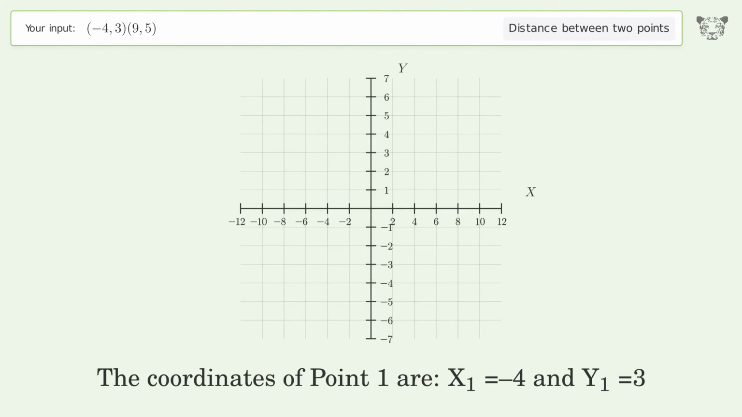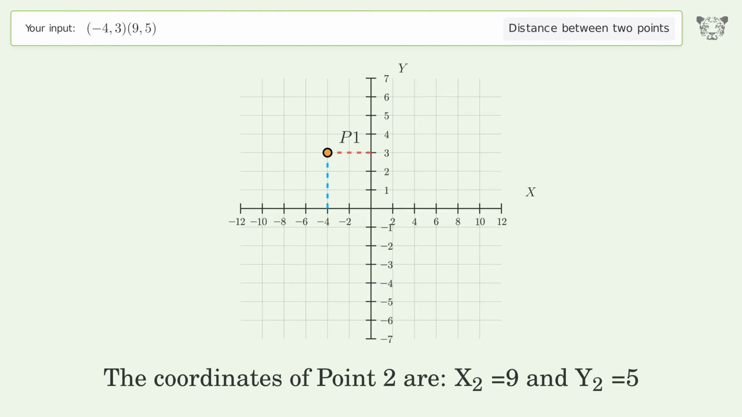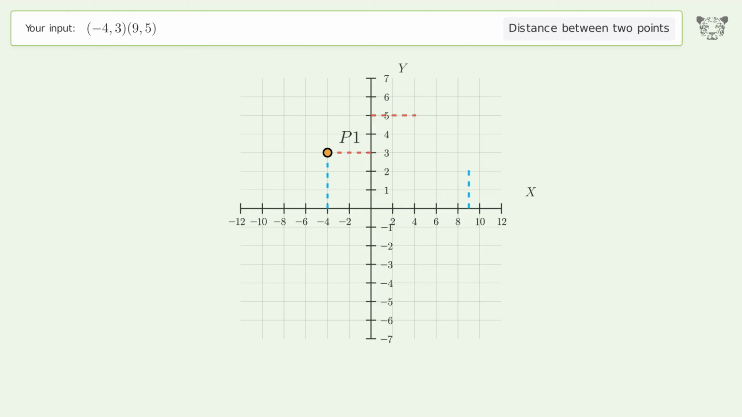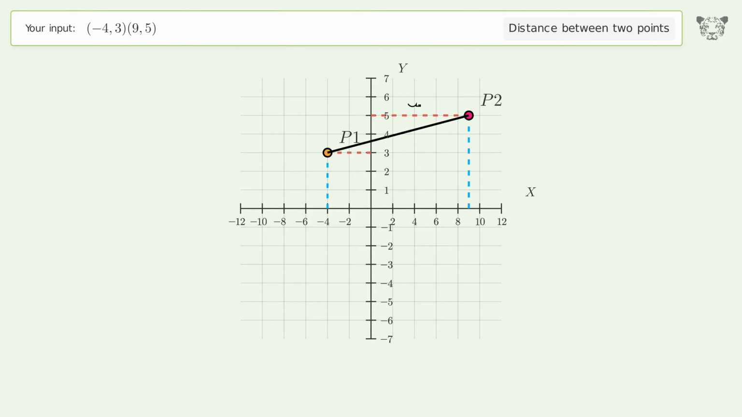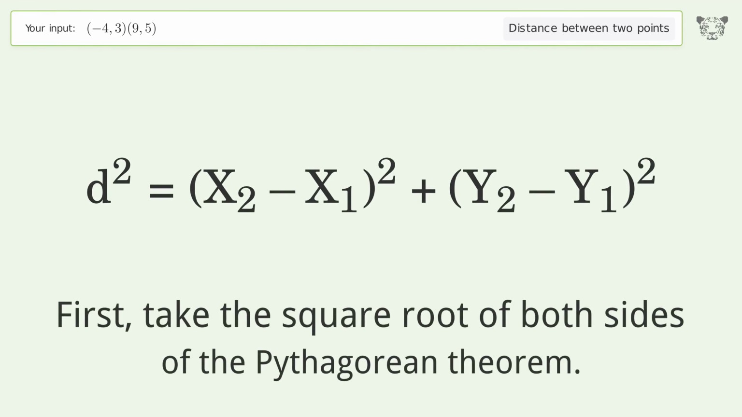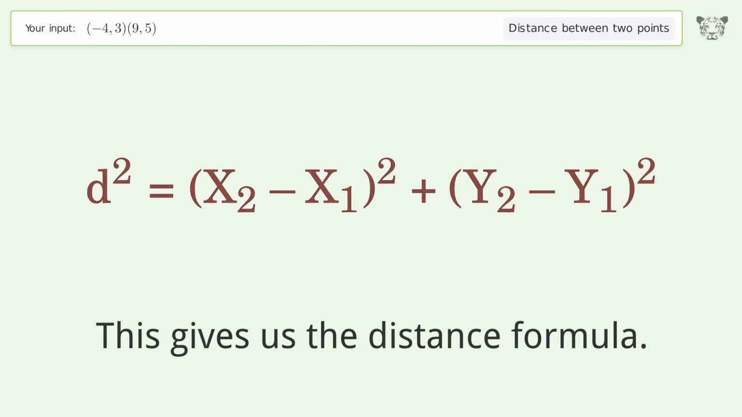The coordinates of point 1 are x1 equals -4 and y1 equals 3. The coordinates of point 2 are x2 equals 9 and y2 equals 5. D is the distance between the 2 points. First, take the square root of both sides of the Pythagorean theorem. This gives us the distance formula.